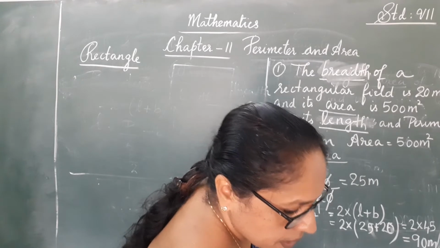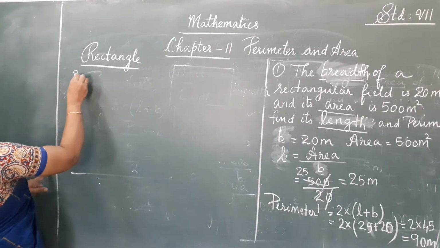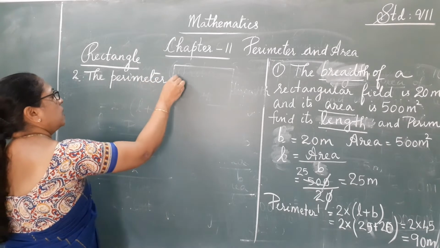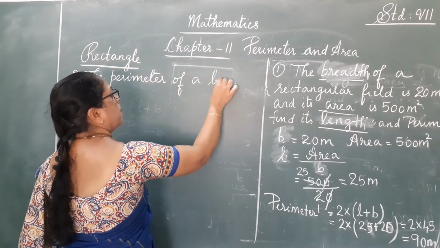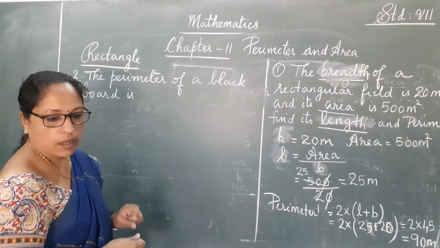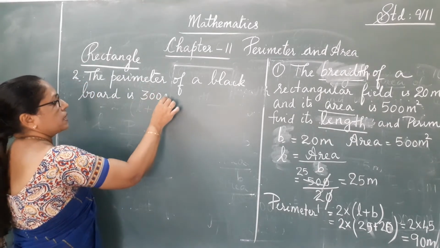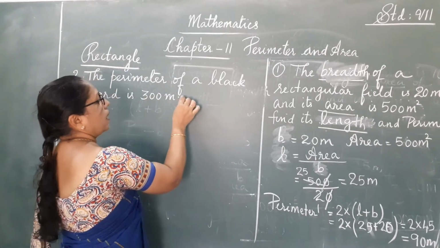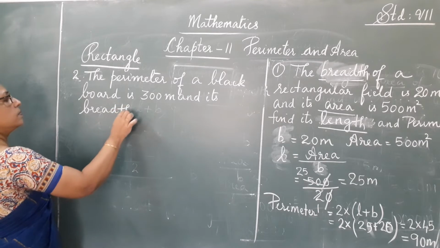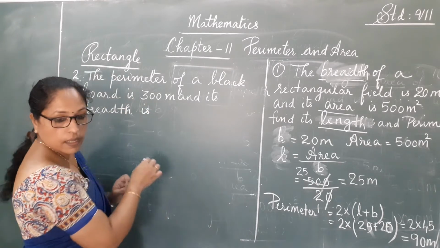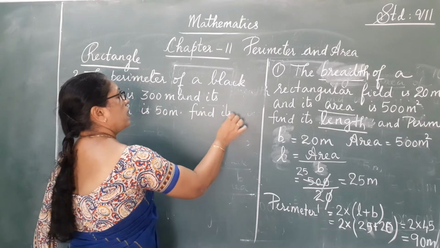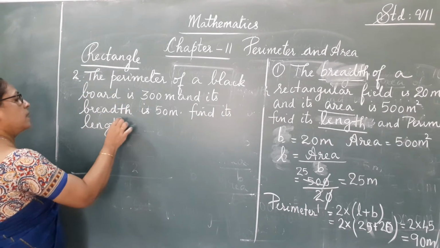Next question. Question number 2. The perimeter of a blackboard is 300 meter, and its breadth is 50 meter. Find its length and area.